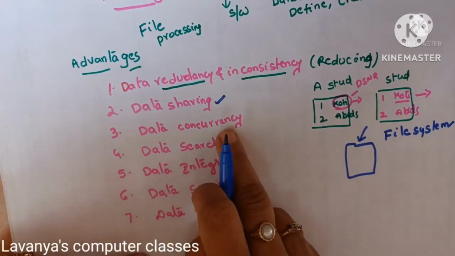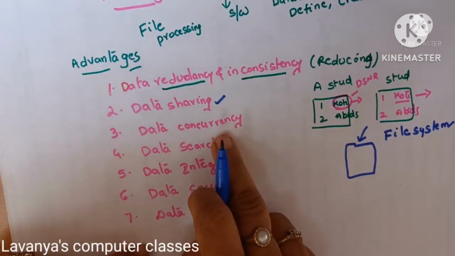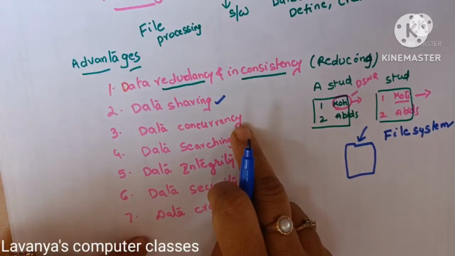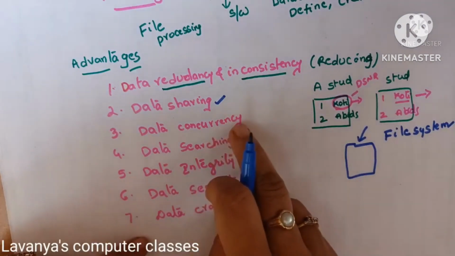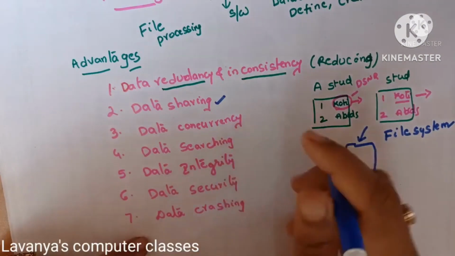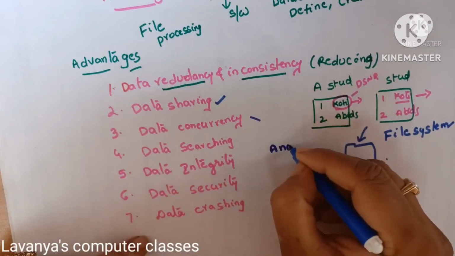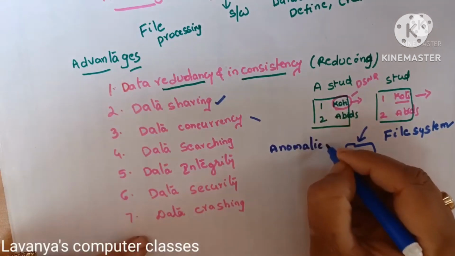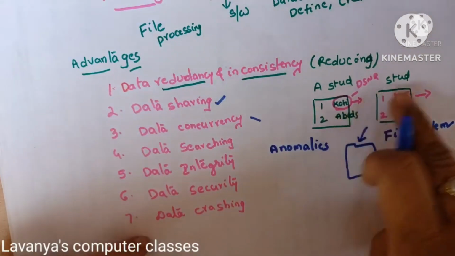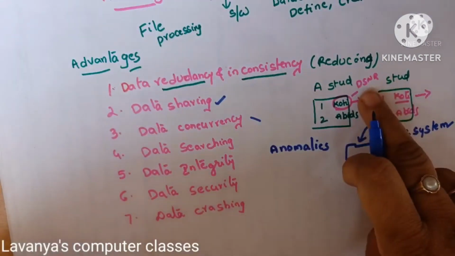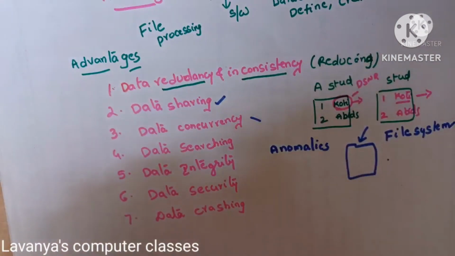Next one is data concurrency. What is data concurrency? Concurrency means a number of users use the same data at a time. Whenever a number of users use the same data at a time, some problems occur. Those problems are called anomalies. The same information, a number of users use the same database. One student changes the address and another student is not able to see that change. So automatically errors occur.